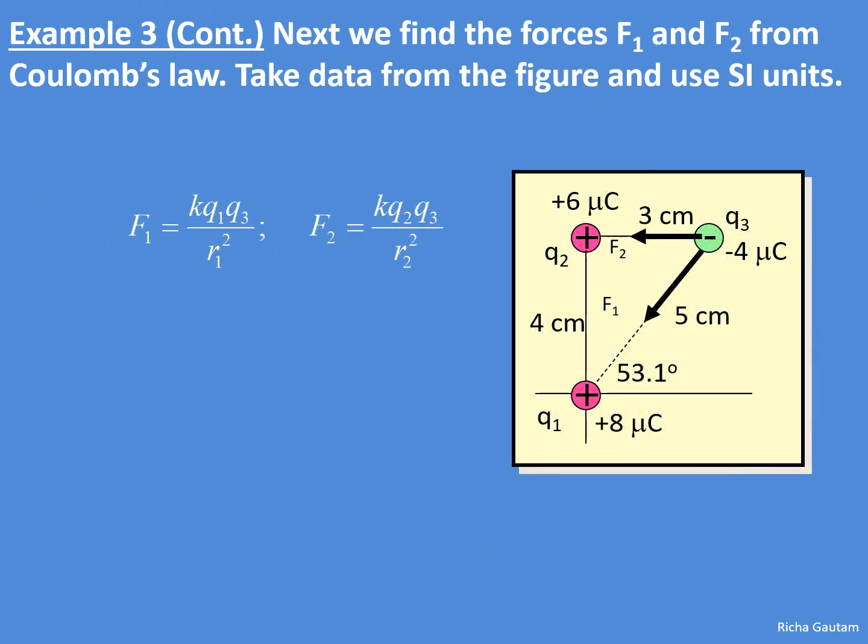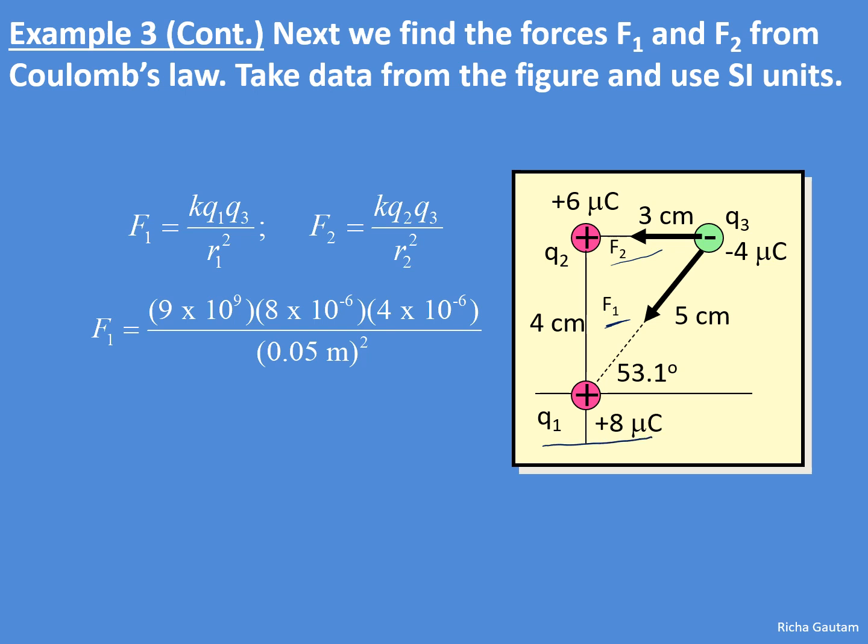Now, again, you got the direction of the forces F1 and F2, and now we are just going to apply Coulomb's law, k Q1 Q2 divided by r squared. For F1, for this force, you have these two charges, plus 8 microcoulomb and negative 4 microcoulomb, and they are separated by 5 centimeters.